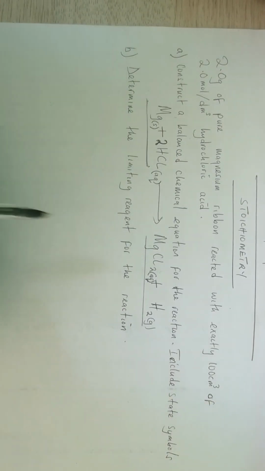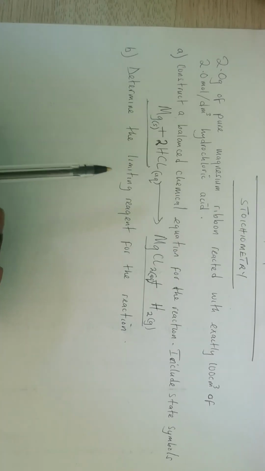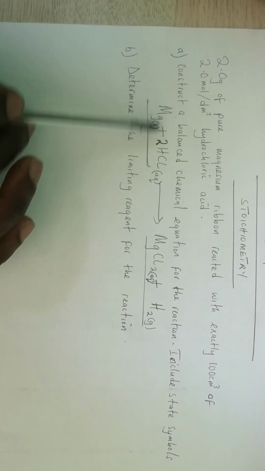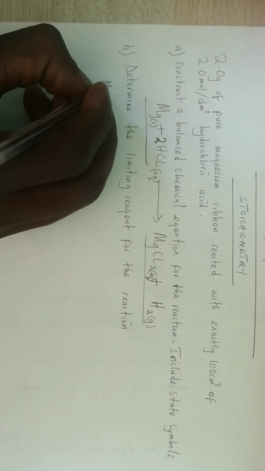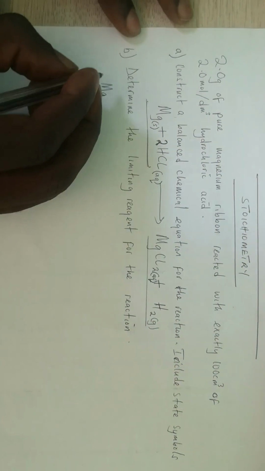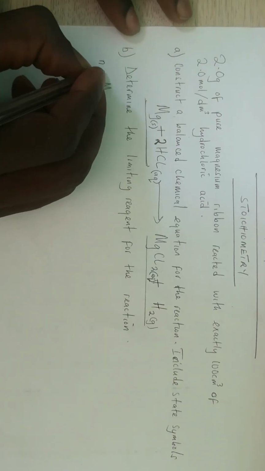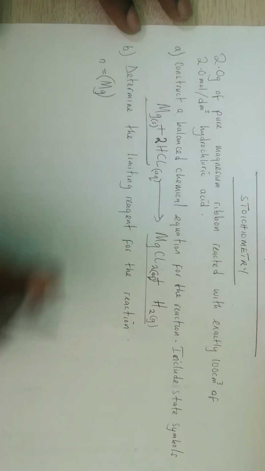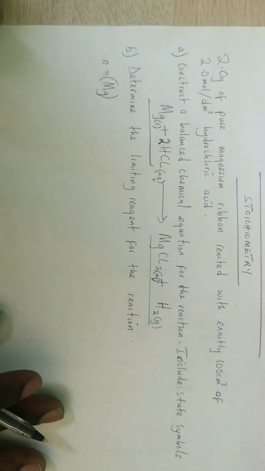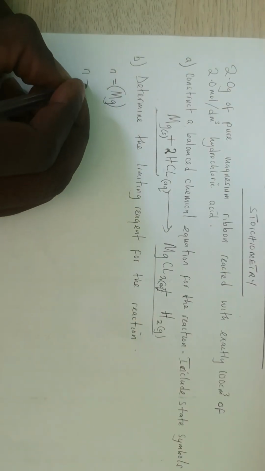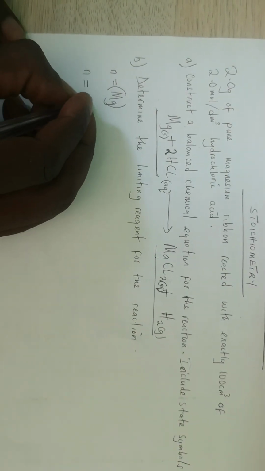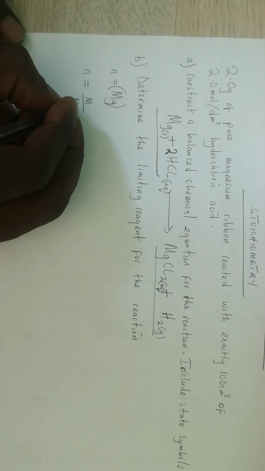So whenever you're given a question that has to do with limiting reactants, first of all, you need to find the number of moles of the two reactants. I'll start with magnesium. So I'll write it here, magnesium. We want to find the number of moles of magnesium. So what do we do? In order to find the number of moles of magnesium, we are going to use the formula: number of moles is equal to mass over molar mass.